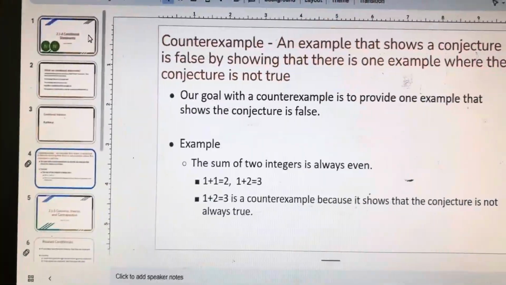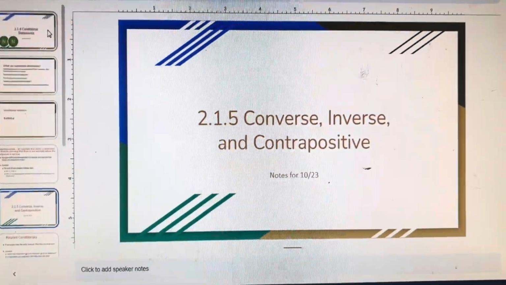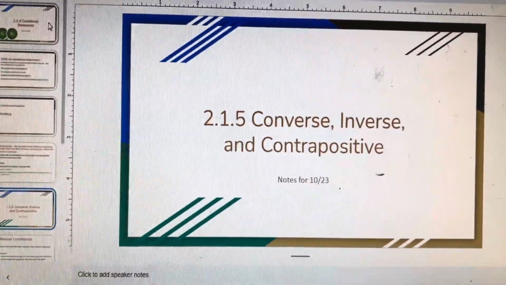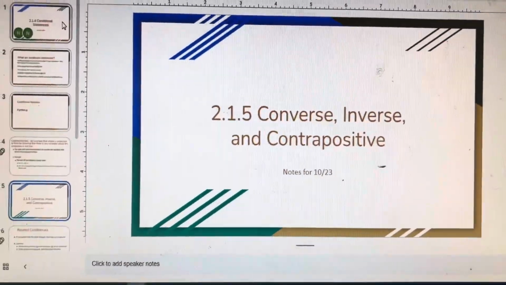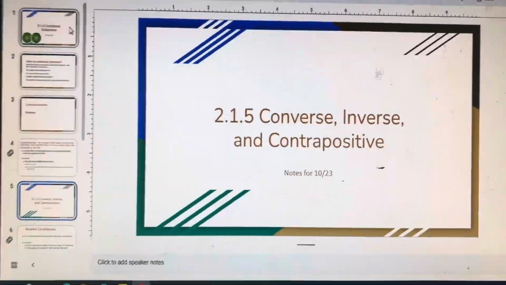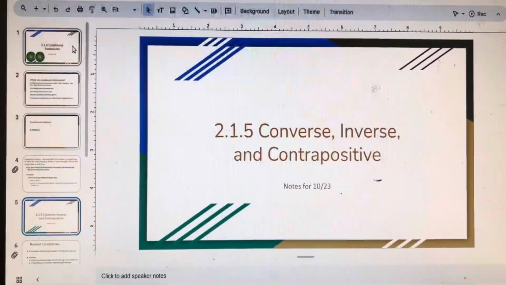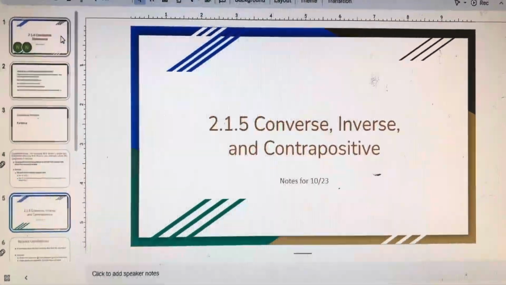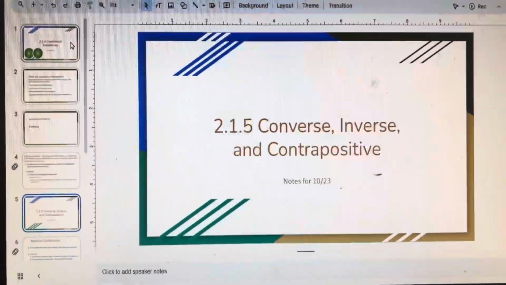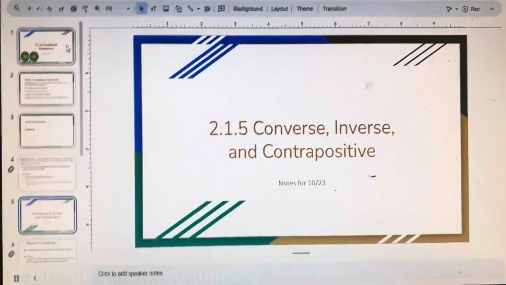Then we look at the section of the notes for 215, which is the converse, inverse, and contrapositive statements. Make sure to just go through on these notes, write stuff down in your notebook, paraphrase, make it work for you. And again, this is a YouTube video. You can pause it while you write the stuff down and then start me back up when you're ready to move on.